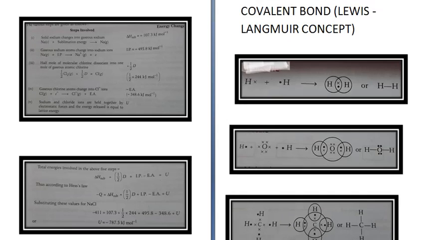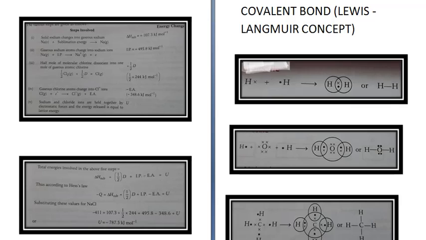Now next is covalent bond. It is based on the Lewis-Langmuir concept. The bond formed between two or more atoms of same or different elements by sharing of electrons in order to complete their octet or duplet is called a covalent bond. Duplet is completed in case of hydrogen, others all complete their octet. Now it may be single, double or triple depending upon the number of shared electrons. Let us take a few examples.